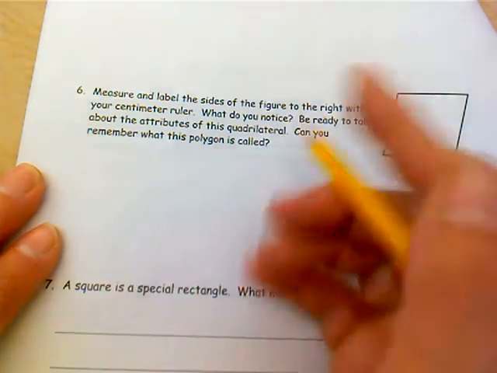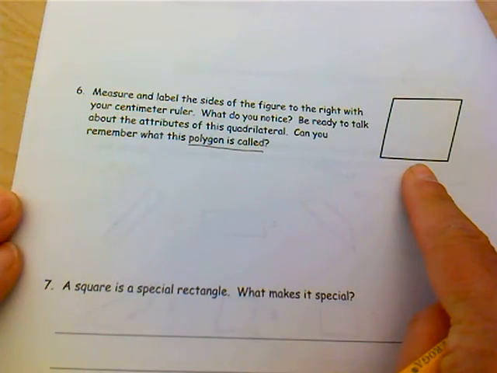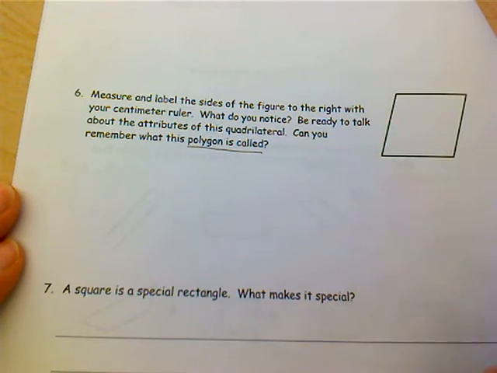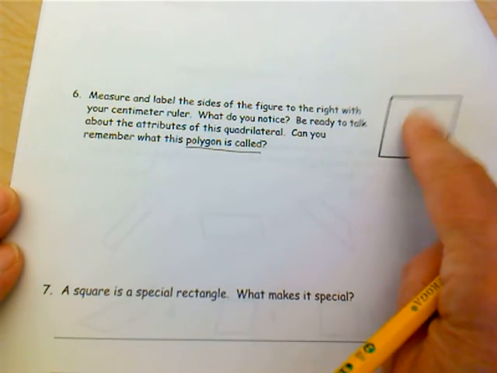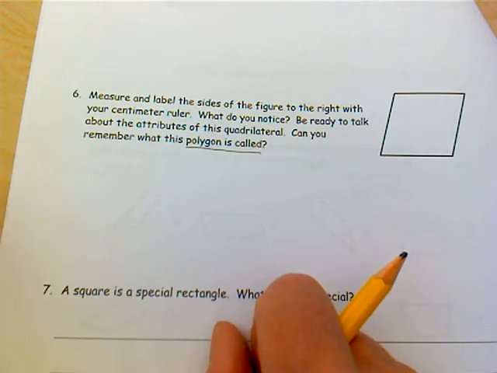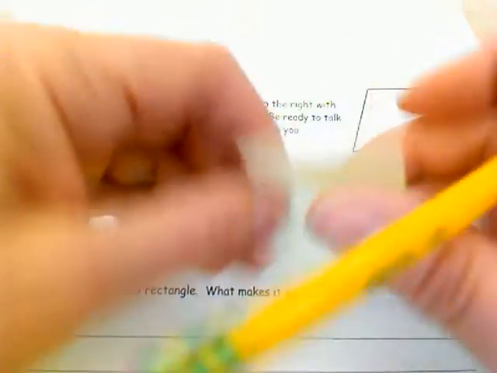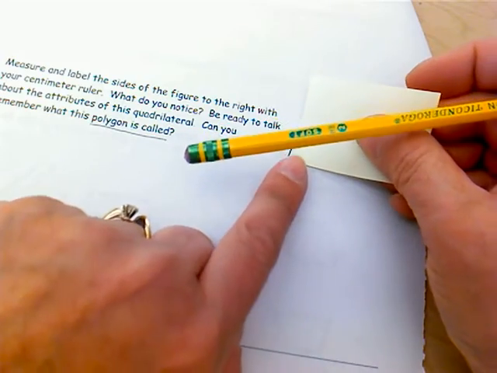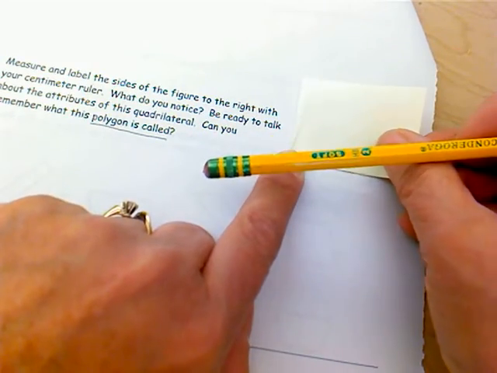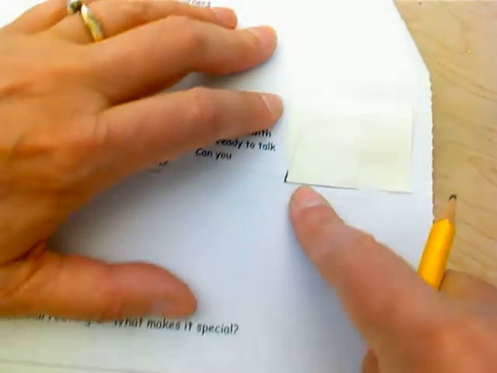Can you remember what this polygon is called? Now, I just told you that a few seconds ago, so I'd be like rewinding my tape here and go back and find out what this polygon is called. And I am going to say it would be a really good idea for you to take your little paper and see what kind of angles it has. Well, I can see right now that that one is not a right angle.